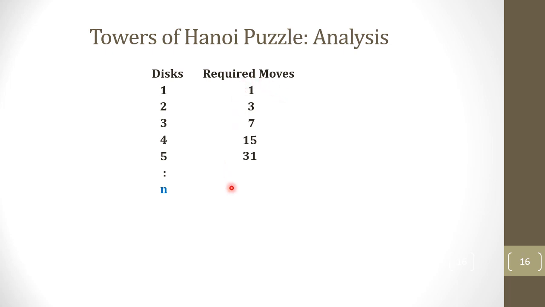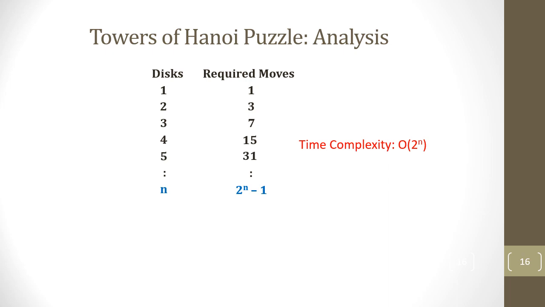From the pattern that is emerging from the required number of moves for different numbers of disks, we can derive the number of moves required for n disks. In this case, it will be 2 to the power of n minus 1. Hence, the time complexity for this problem will be 2 to the power of n.